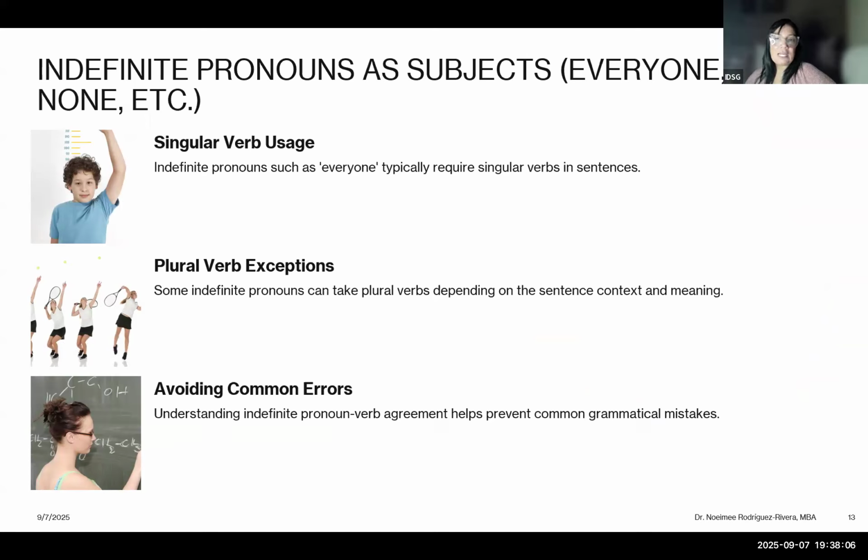Indefinite pronouns like everyone or no one usually take singular verbs, but some can be plural depending on context. Recognizing this helps avoid common errors.